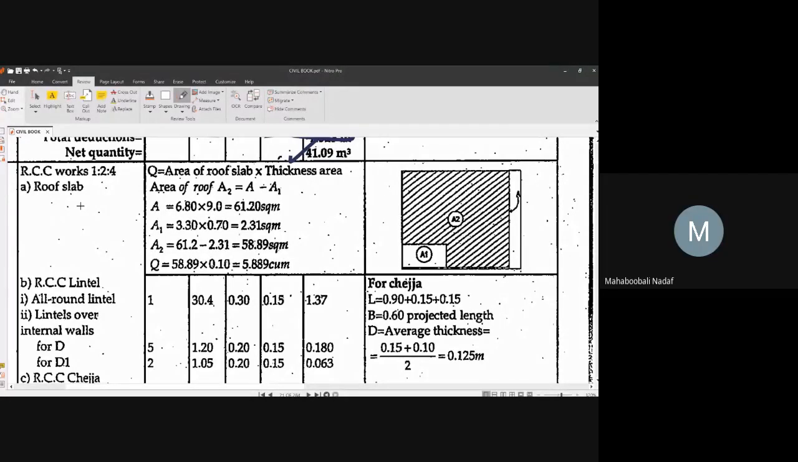Now in the calculation of the parapet wall, what was the outer to outer? 6.8 into 9, no? Yes or no? Okay, that is coming out to be 61.2. This is the total square meter of the slab. And in that you have to deduct this portion. What is the deduction of this portion?